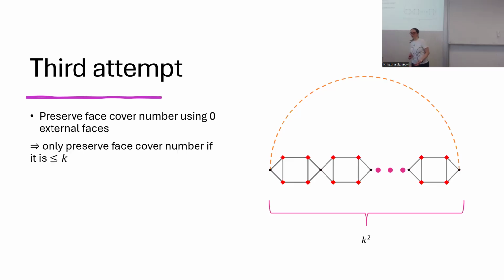But what we notice here is that we could say that, okay, the face cover number that doesn't use external faces is just too big. Namely, it's bigger than k. So we know that this is not what we need. So it's basically enough to just say preserve the face cover number if it's at most k, or just preserve that in the original graph it was bigger than k and it is still bigger than k, and that's it. We don't have to preserve it exactly if it's bigger than k. It's enough to just say, oh, it's k plus 1 or more.